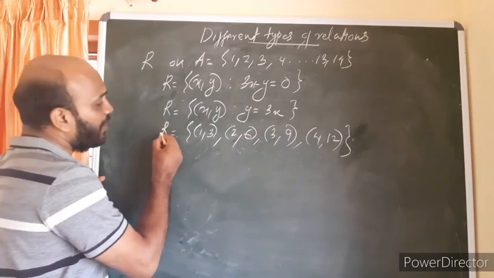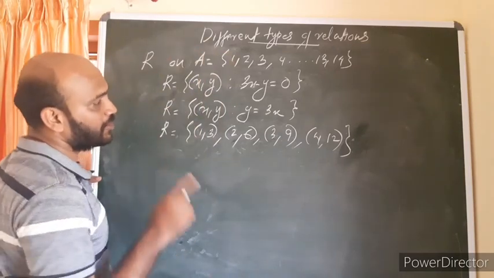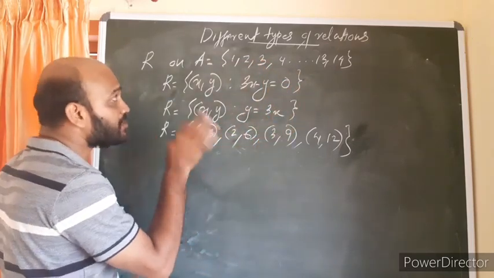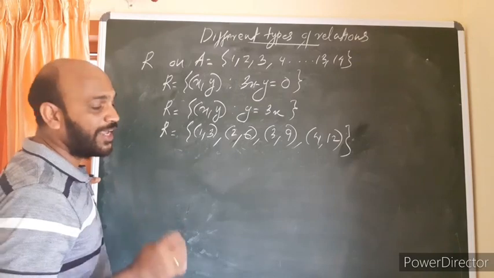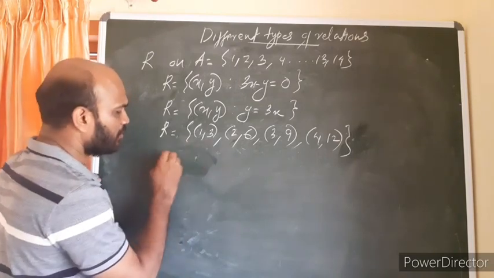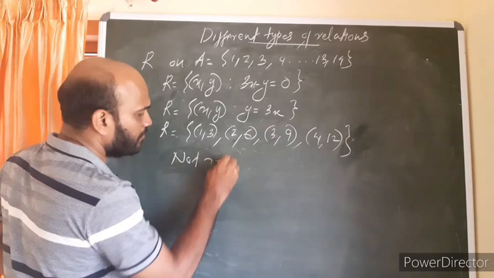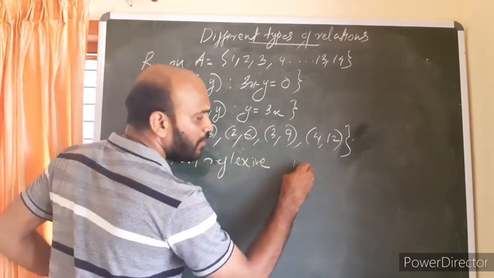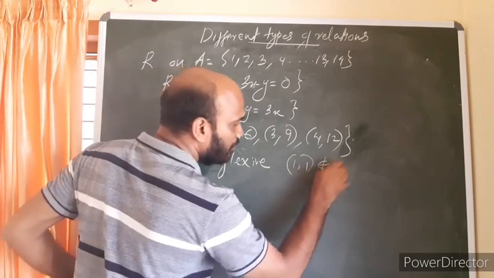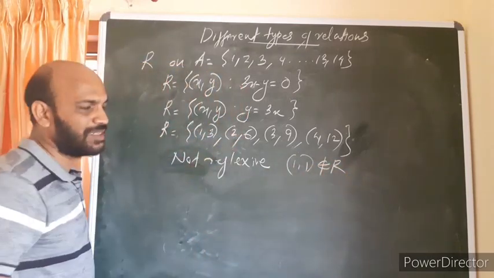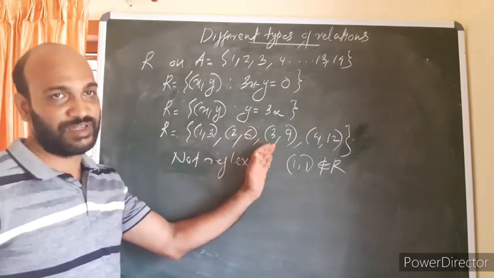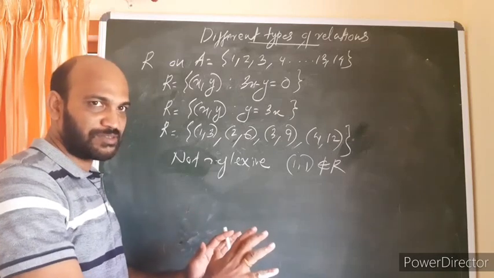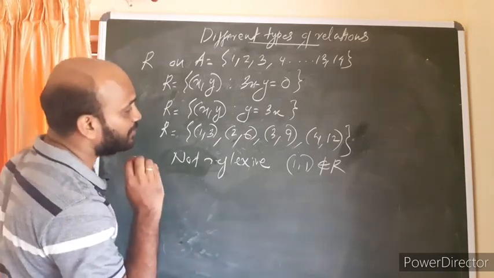If R is a reflexive relation on A, there should be (1,1), (2,2), (3,3), (4,4), etc. Right? So it is not reflexive. We have to find one example. Not reflexive. Reason: (1,1) does not belong to R. One example is enough for showing that it is not reflexive. For showing it is reflexive, you have to take all examples. Now what about symmetric?